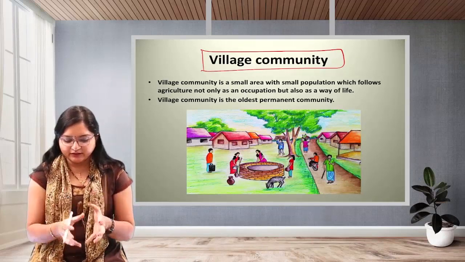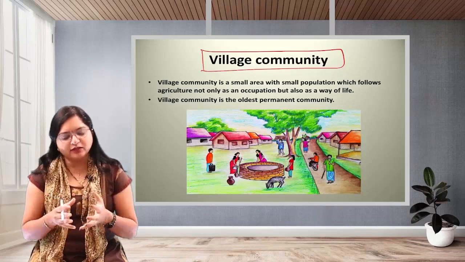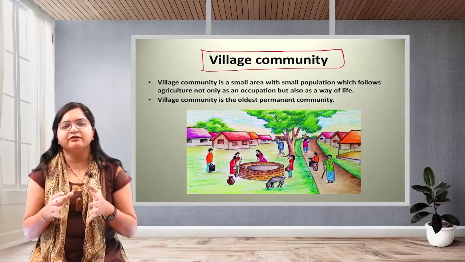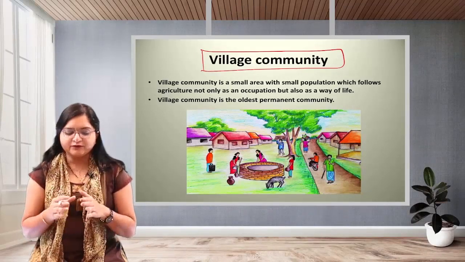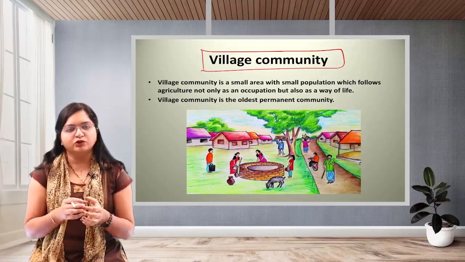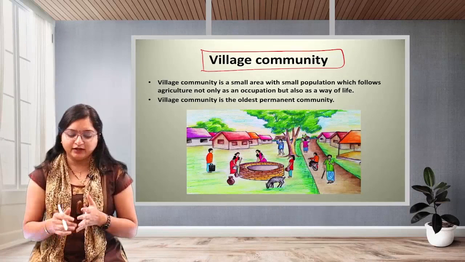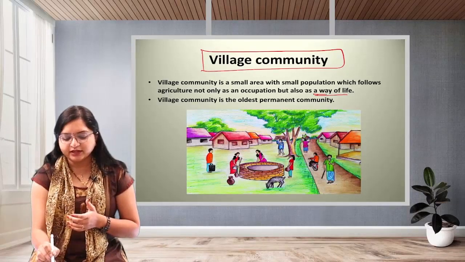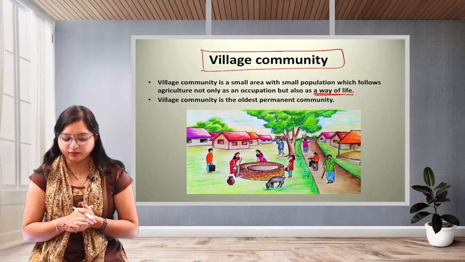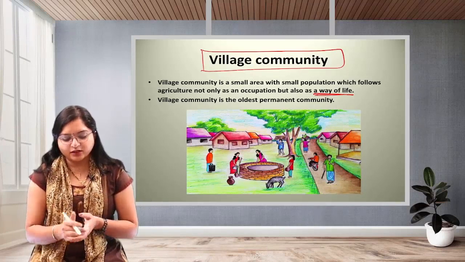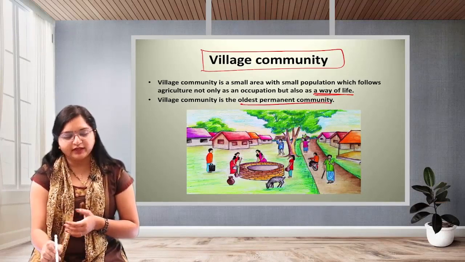So this village community is a small area with a small population. They are living in a small population which follows agriculture, but it is not only their occupation, it is the way of life that they are living in a village. So agriculture is a way of living for the village community. The village community is the oldest permanent community, as we all know.